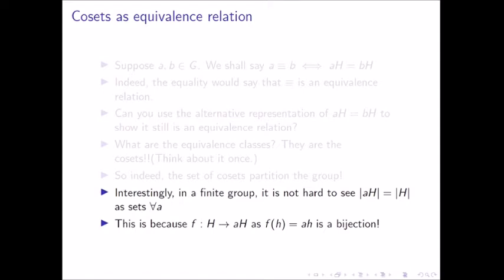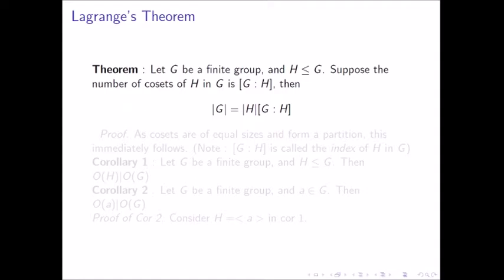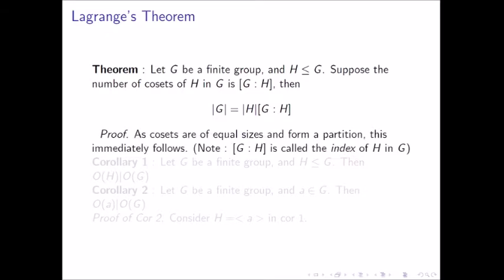Yes, it does. So now we have a beautiful result called Lagrange's theorem. Lagrange's theorem states that let G be a finite group and H be a subgroup of G. Suppose the number of cosets of H in G is the index of H in G. Then the size of G is basically the size of H times the index of H in G. This is pretty easy to see by whatever we did before. As cosets are of equal sizes and form a partition, this immediately follows. Note, as I said, G colon H inside square brackets is called the index of H in G.